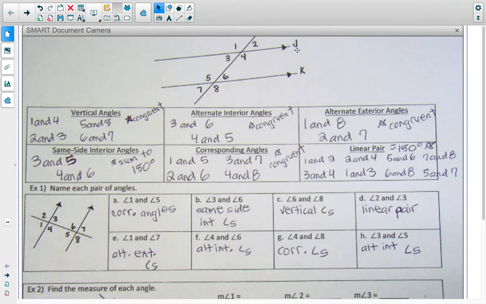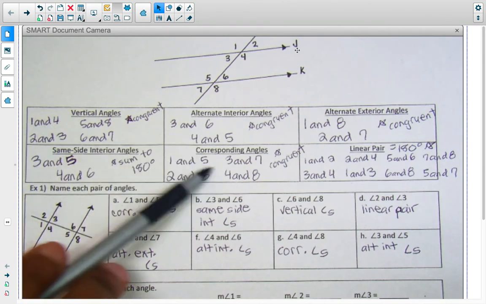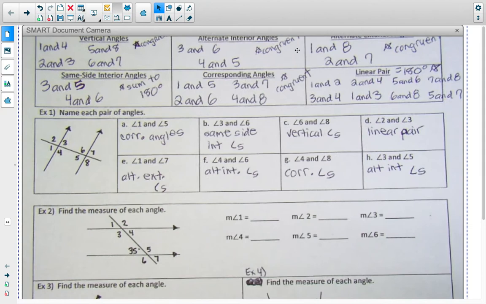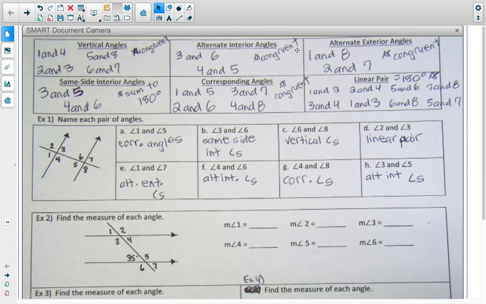So just like that, we were able to use our 6 different types of angles that we have, and we were able to name each pair of angles. So again, not a lot of calculations, just recognizing if they're vertical, alternate interior, alternate exterior, same side, corresponding, or a linear pair. All right, example 2, find the measure of each angle.